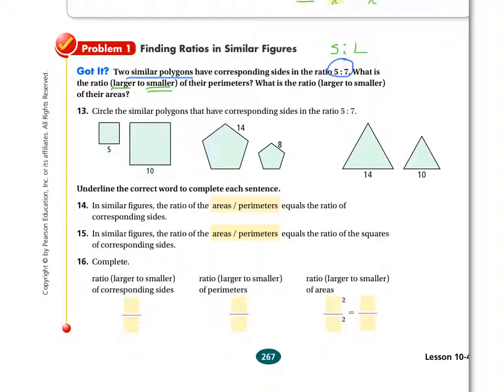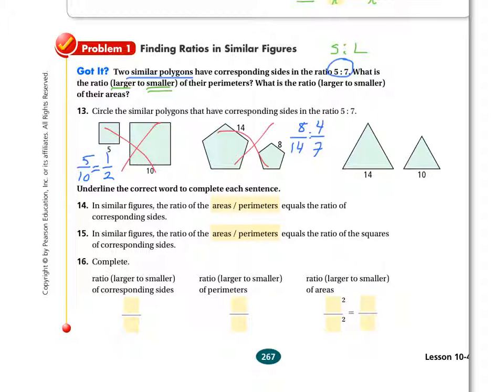So circle the similar polygons that have corresponding sides in the ratio of 5 to 7. So 5 to 7 implies we want to put smaller over larger. So if I put 5 over 10, what does that equal? 1/2. So that's not it. If I put 8 over 14, because we're doing small to large for the ratio itself, what does that reduce to? 4 to 7. So that's not it.